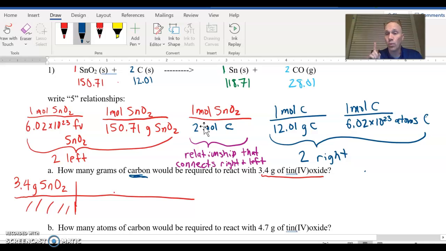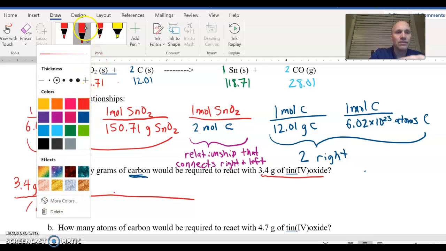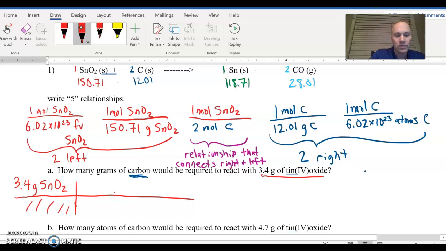If you can get there in one step, do it in one step. All right, so let's see. Can we put this in the crossbar? Not yet, because we know that this crossbar needs to have grams of SnO2 down here. We need that diagonal relationship. So where do we have grams of SnO2? That's going to be right here.